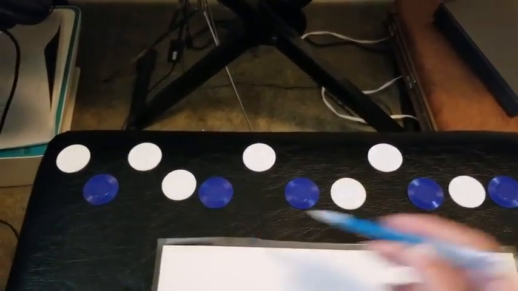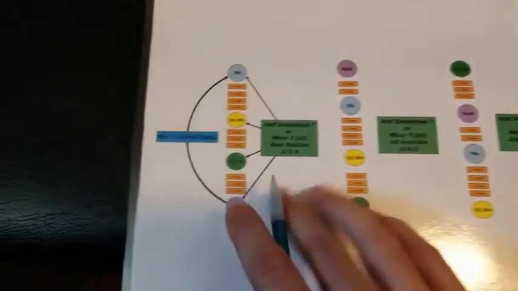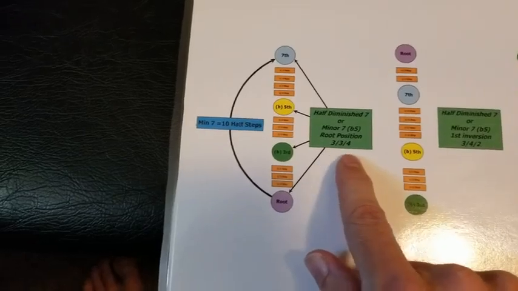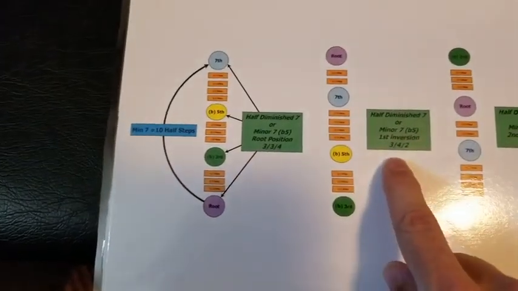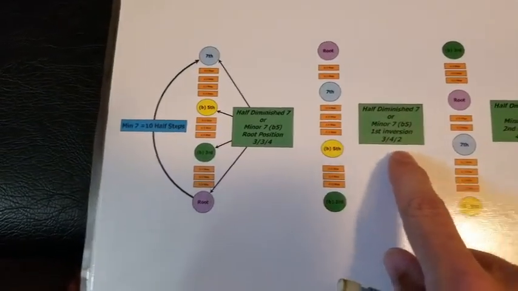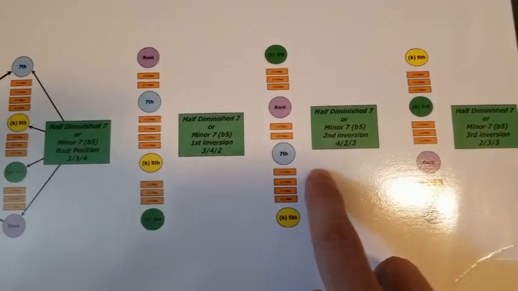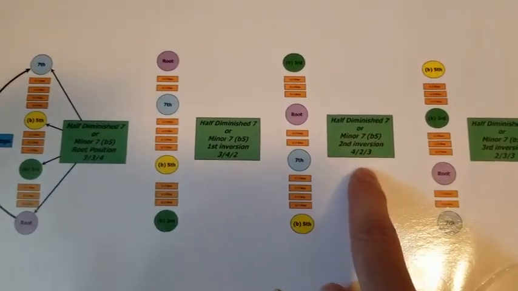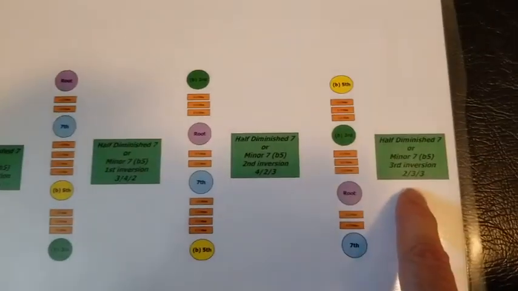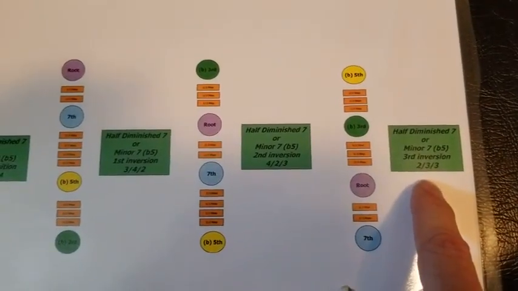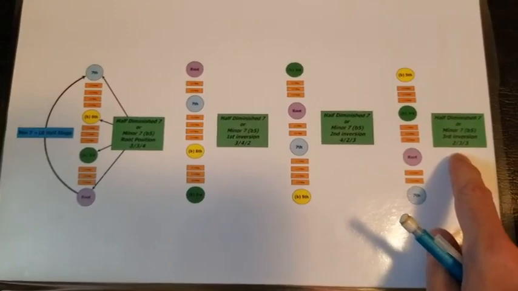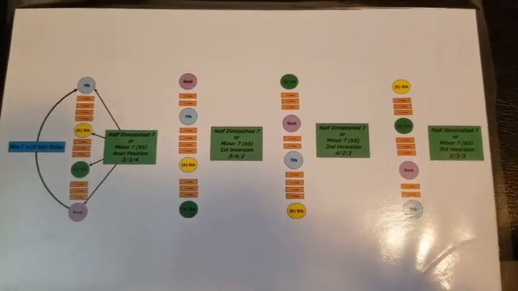And those are how you do your half diminished 7 forms. Remember, root position is 3, 3, 4. First inversion is 3, 4, 2. Second inversion is 4, 2, 3. And third inversion is 2, 3, 3. That's just a good way to remember those and understand the structure of your half diminished 7 chord.